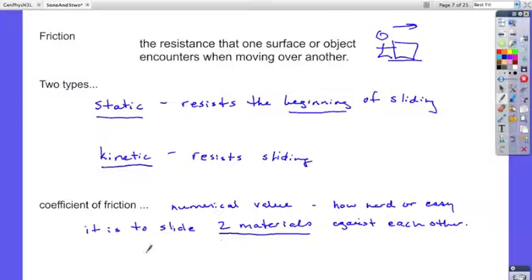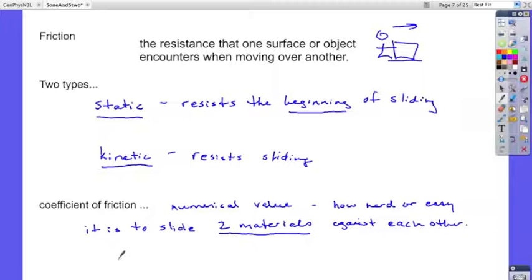And it would be labeled like wood on wood, or wood on metal, or rubber on concrete, or rubber on asphalt. So it's a number that, given two materials, tells how hard or how easy it is for them to slide against each other. The higher that number, the more difficult it is for them to move against each other.